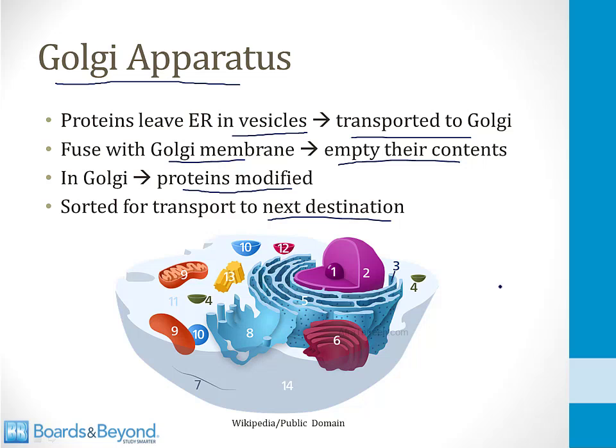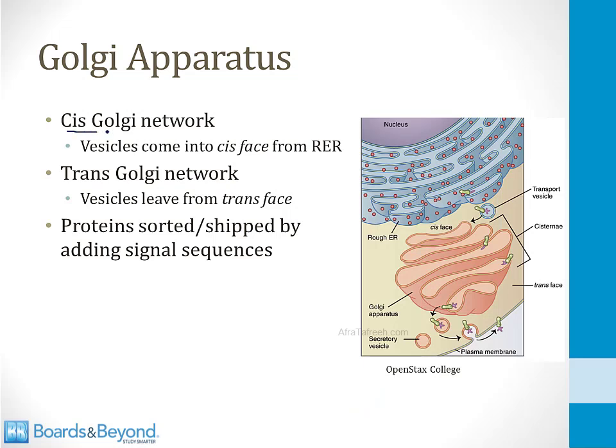If you look at this cartoon on the bottom of the screen here, structure 6 is meant to depict the Golgi apparatus sitting in the cytoplasm near the endoplasmic reticulum. You'll read in your textbooks about the cis Golgi network and the trans Golgi network, so let's talk about what those terms mean now. If you look at this picture on the right side of the screen, the blue structure at the top dotted with red is the rough endoplasmic reticulum.